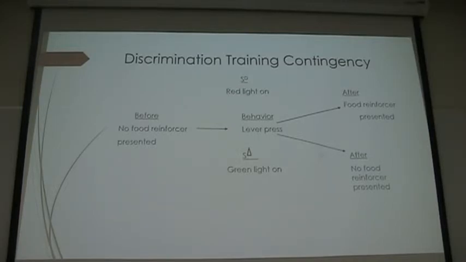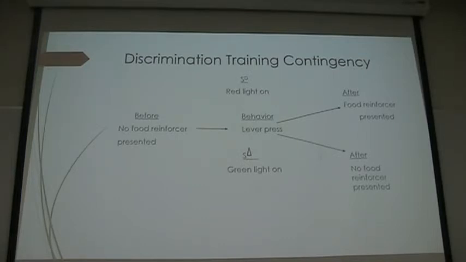And we have a fifth rule. Is there a discriminative stimulus? And what is it? So, we've got our rat pressing the lever. Contingent on the lever press, we have a food reinforcer presented. Is there a discriminative stimulus? And the answer is yes. The red light is on.